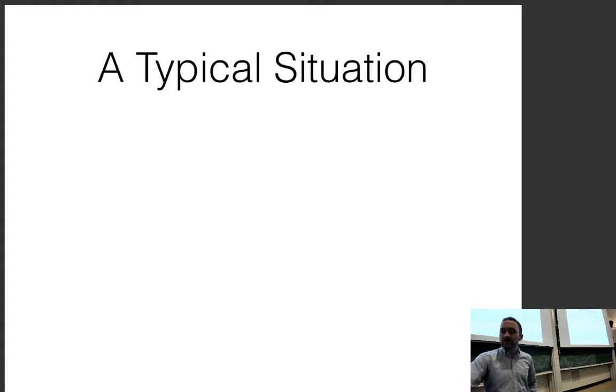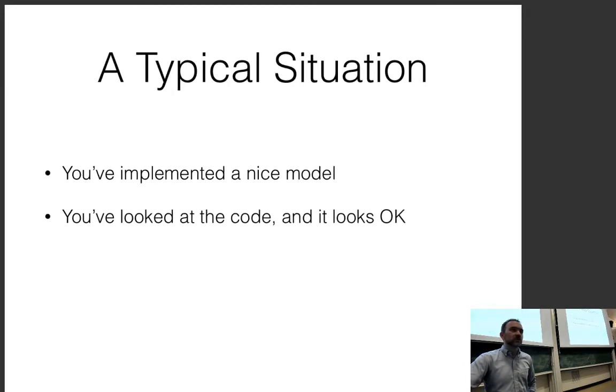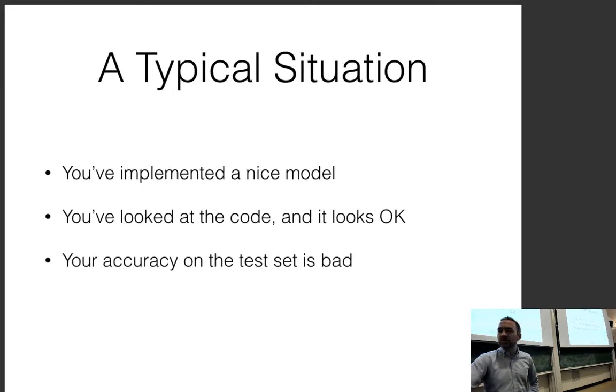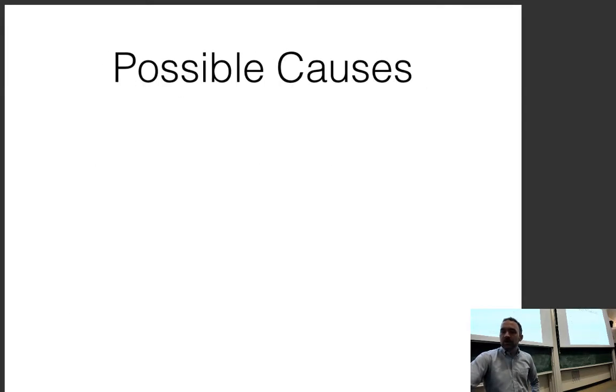A typical situation you might encounter is, you've implemented a nice model, you've looked at the code and it looks okay, you can't find any obvious bugs, but your accuracy on the test set is bad. I think everybody has experienced this at some point. And the problem is, you're going all the way from code to this without having any intermediate steps that you can look at. So what do you do? The first key to this is understanding the potential causes for problems with your model.